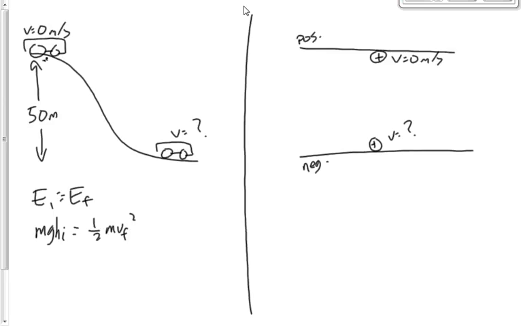Now, the distance between the plates, we don't know. That doesn't really matter for what we're trying to do here today. What matters is the potential difference between the plates. The potential difference between the plates, we're going to say is 50 volts.